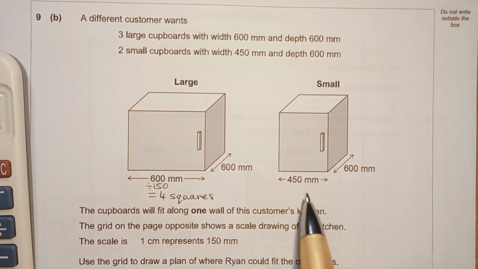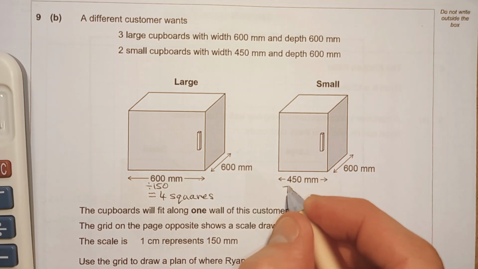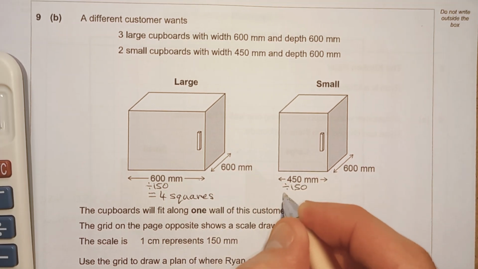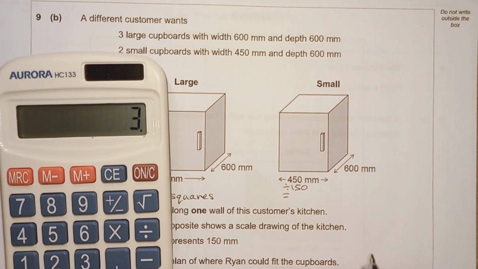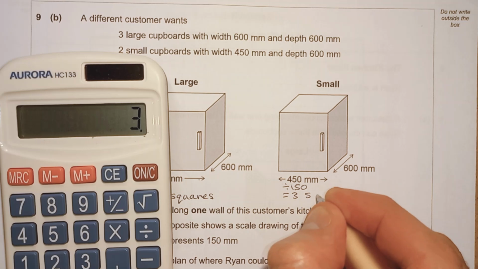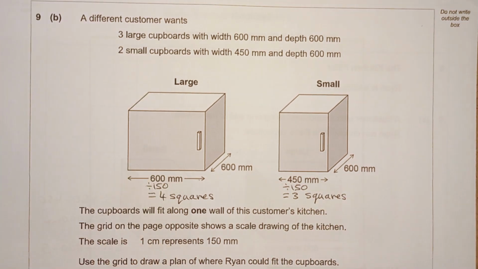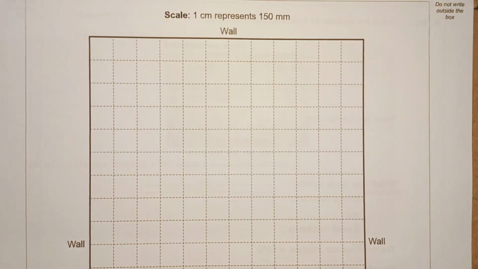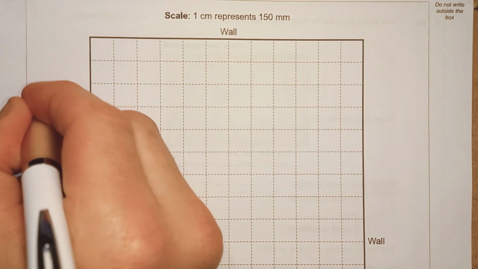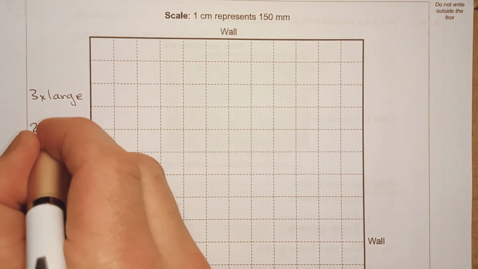And so that's going to be the same for the depth. Now for the width, if we divide that by 150, we get 3 squares. Okay, so let's have a look at our grid now. And we needed to fit, and I'm going to write it here, we want 3 large and 2 small.